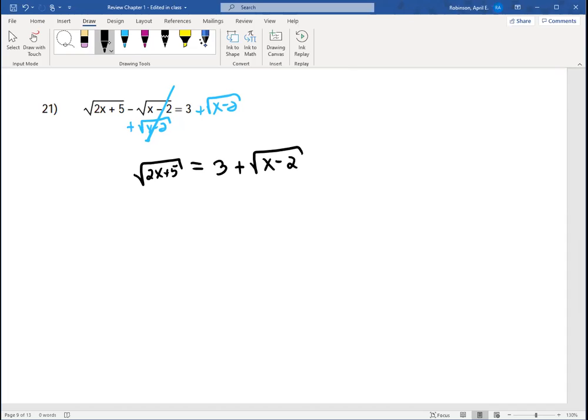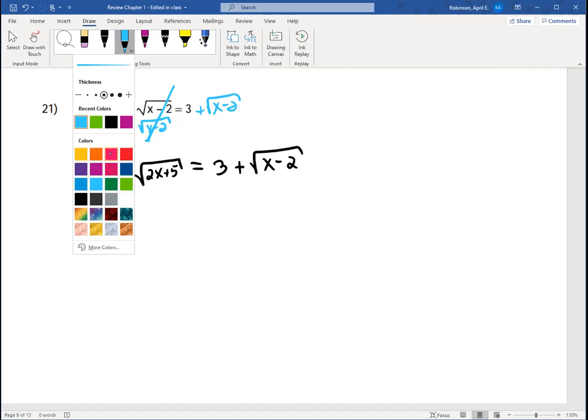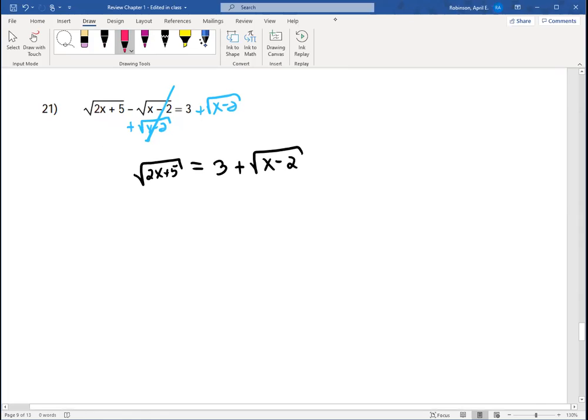And now I'm going to get rid of the square root sign on top of the 2x plus 5. That's what I'm going after next. So I'm going to square this. The square and the square root cancel each other out, and that just leaves you with the 2x plus 5.